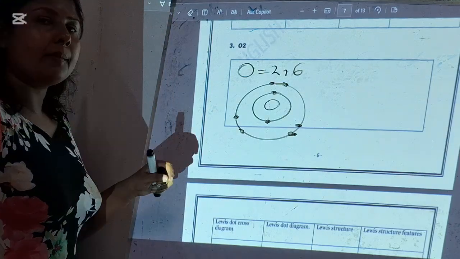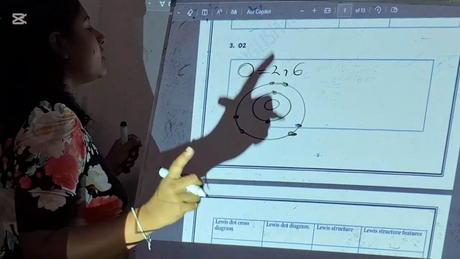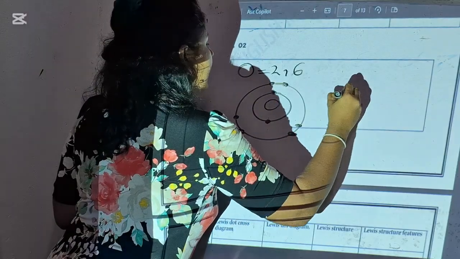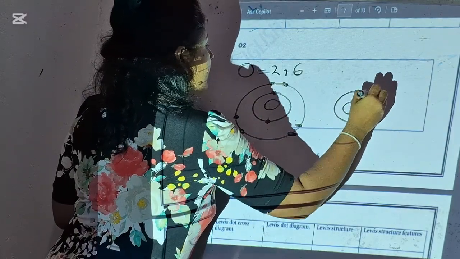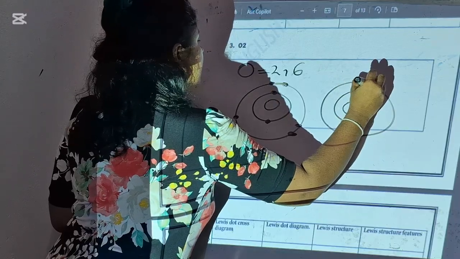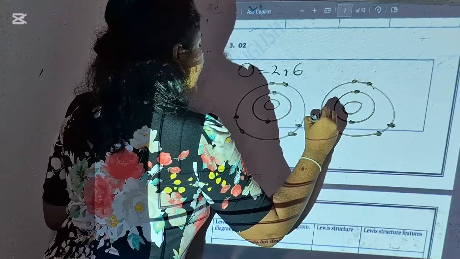So it's not completed the last shell. So take another oxygen and complete the last shell. To complete the last shell, it has only 6 like the before one.